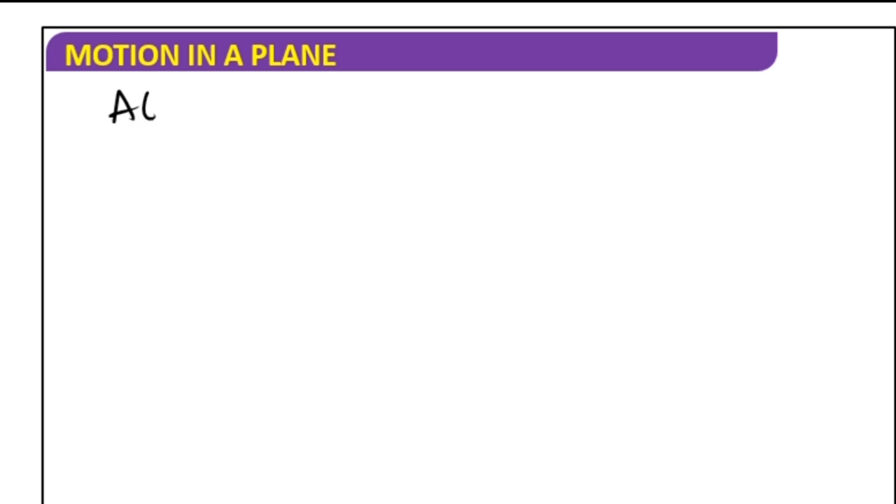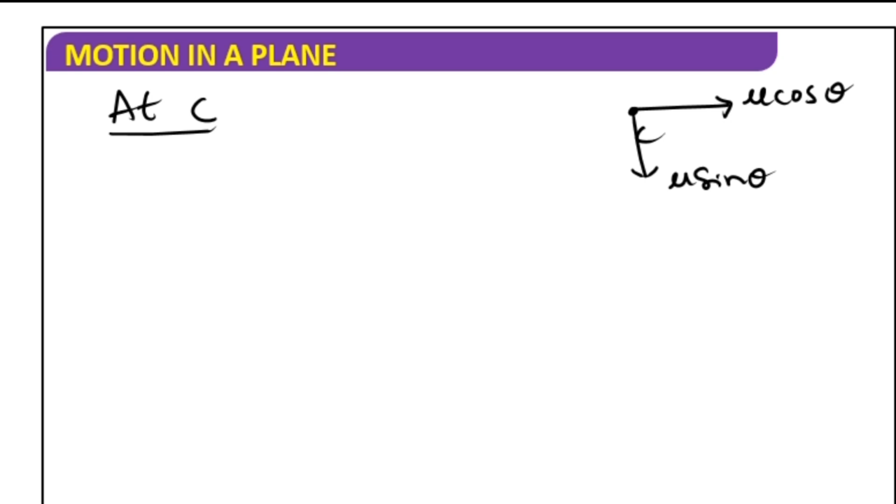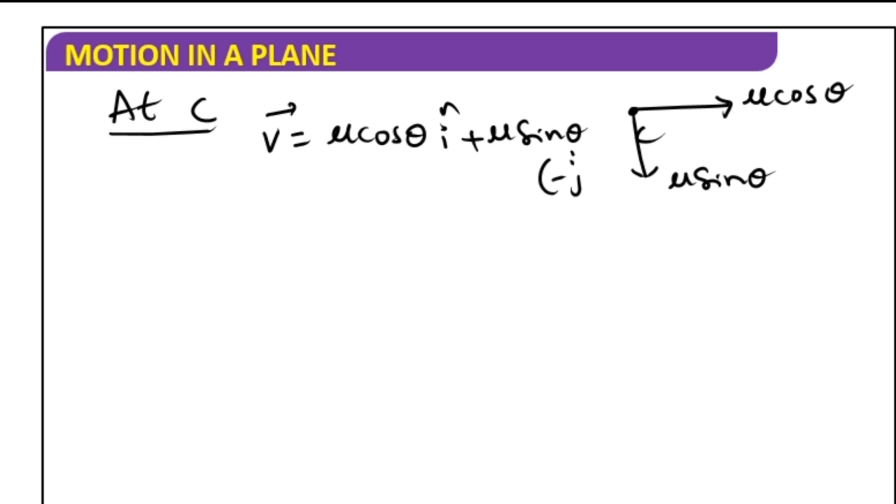Next, write at point C. We know very well at point C the horizontal component remains constant, that is u cos theta, but the vertical component of velocity is u sin theta, in the opposite direction to point A. So write the velocity in vector form at point C. The velocity is equal to u cos theta i cap plus u sin theta, and here it is in the negative y axis, so we write minus u sin theta j cap.